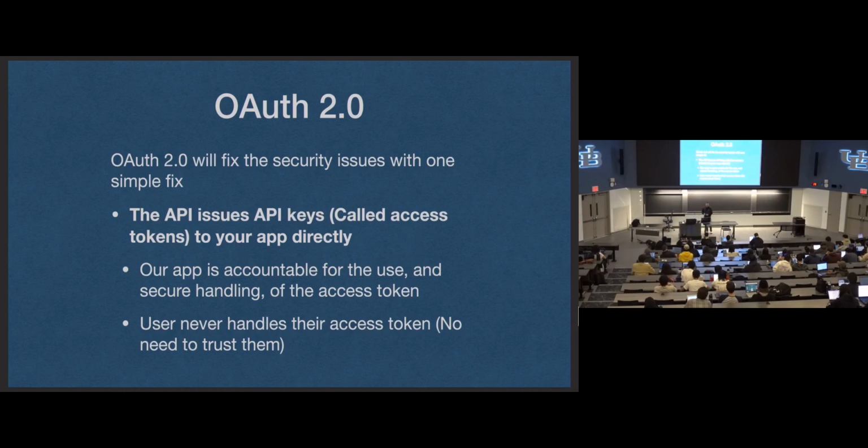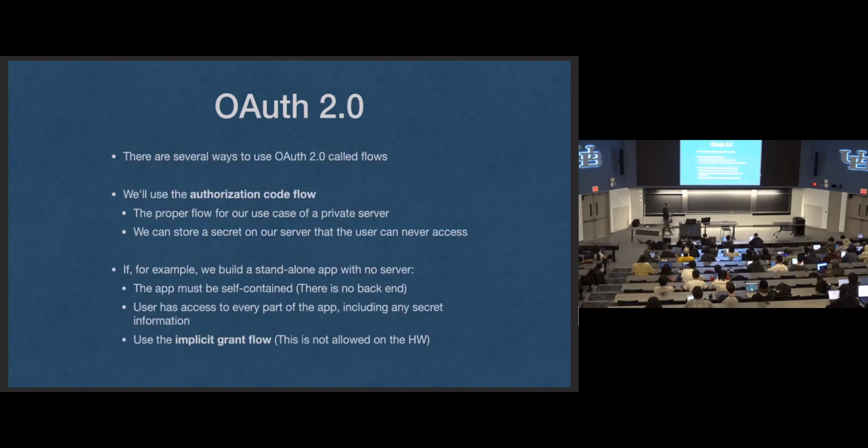But the big thing is we're going to use access tokens. So instead, they're effectively API keys, but in the world of OAuth 2.0, they got to use a different term, so they're called access tokens. We're going to use access tokens that our app is accountable for and that never touch the user's hands. That's our goal, is to get those two properties: accountability and cutting the user out of the whole thing.